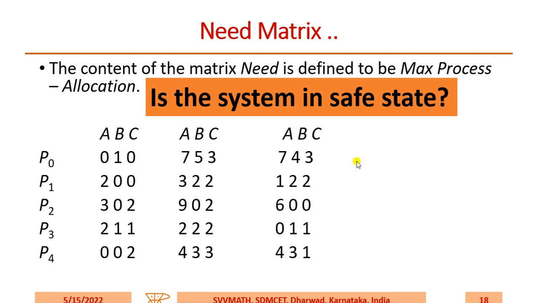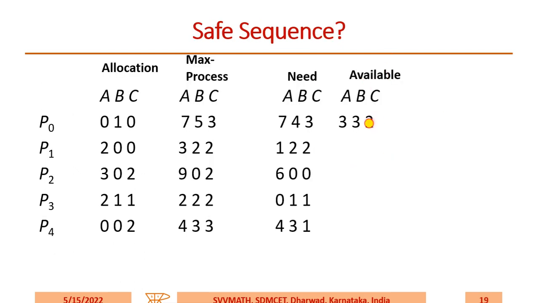Now, whether the system is in a safe state or not, I have to find out. All of us know how to find the safe state with the safe sequence. Once I find a safe sequence, I can say the system is in a safe state. Otherwise, no. I have 3, 3, 2. These are allocated. Needs are these.